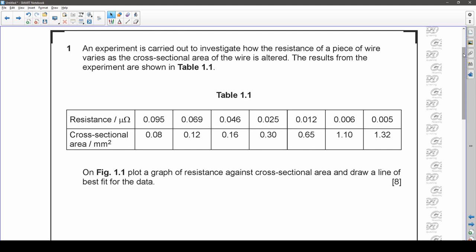Alright, off we go then. Question 1. An experiment is carried out to investigate how the resistance of a piece of wire varies as the cross-section area of the wire is altered. The results from the experiment are shown in the table below.